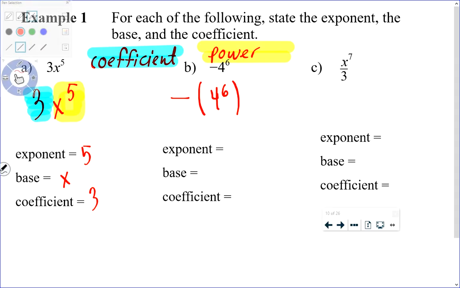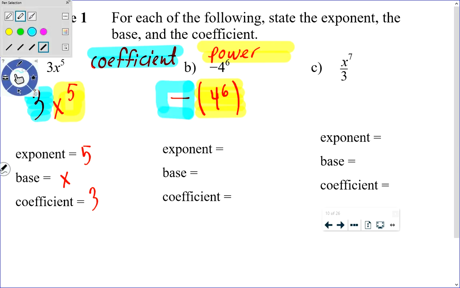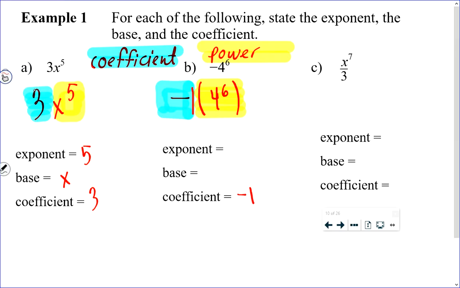In other words, and this isn't just trying to be tricky or make things complicated for students, this is an important thing I want you to understand. The power is 4 to the 6, and the coefficient is this negative out in front. But a coefficient is supposed to be a number. So what is that number? That number is negative 1. So when you see something like negative 4 to the 6, it means the coefficient is negative 1. The power is 4 to the 6, which means the base is 4, and the exponent is 6.